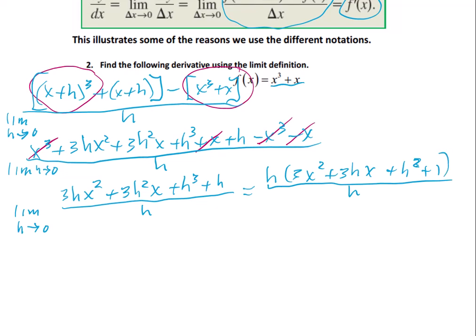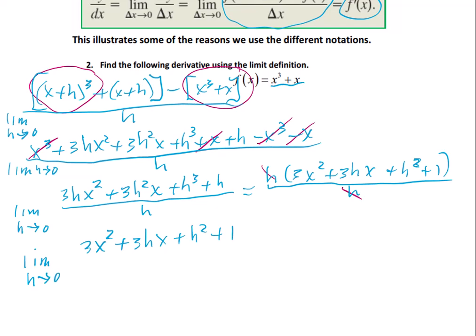Well, I can factor these h's out, cancel them, and that's going to leave me 3x squared plus 3hx plus h squared plus 1. And no more denominator. So stop right there. Let's make sure I did it right. And again, we're interested in the limit as h approaches 0.